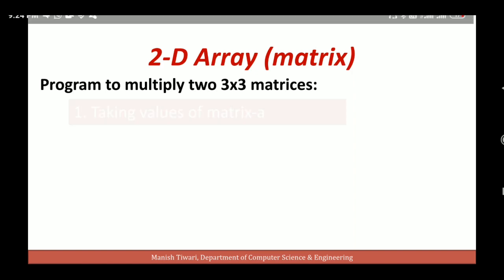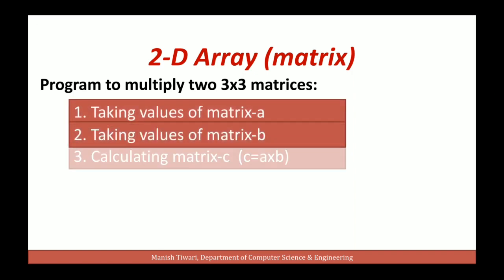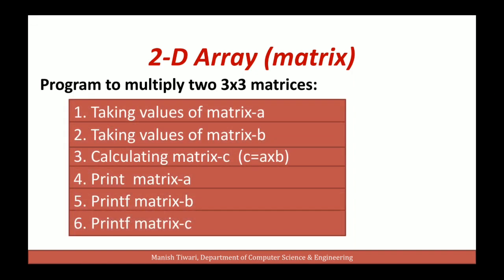So what we will do, we will just take the values of matrix A first, then the values of matrix B, and then we will calculate the matrix C, which will be the multiplication of these two matrices, matrix A and matrix B. Then we will print the values of all these three matrices, matrix A, then matrix B, and then the product matrix, that is matrix C.